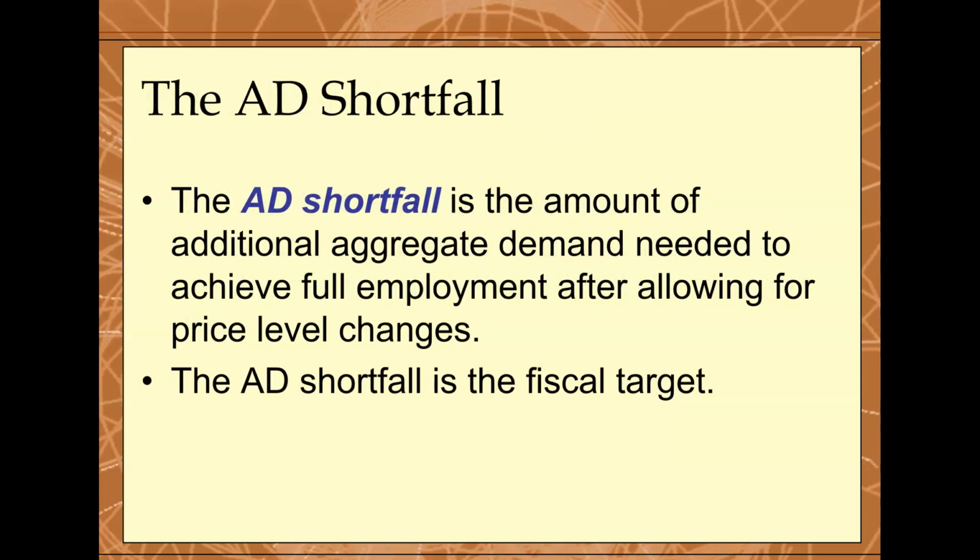So now we have another term called AD shortfall. Please do not mix up AD shortfall with GDP gap. The AD shortfall is simply the amount of additional aggregate demand needed to achieve full employment after allowing for price changes. In other words, after allowing for the fact that prices will go up and rising prices will eat away at some of that demand. So the AD shortfall is the fiscal target.